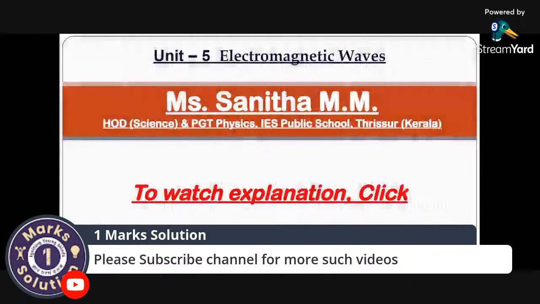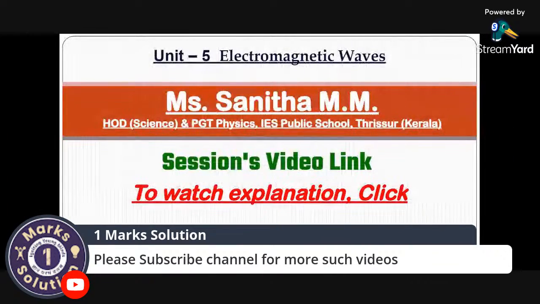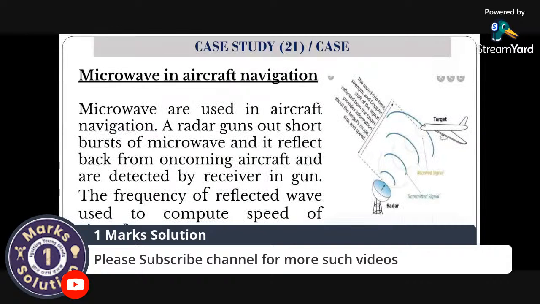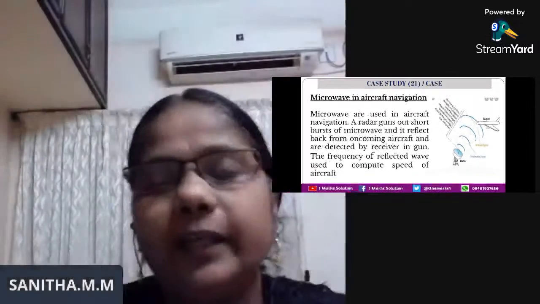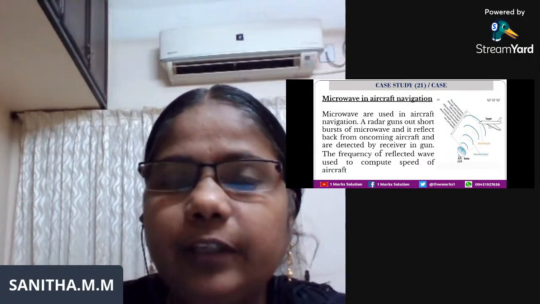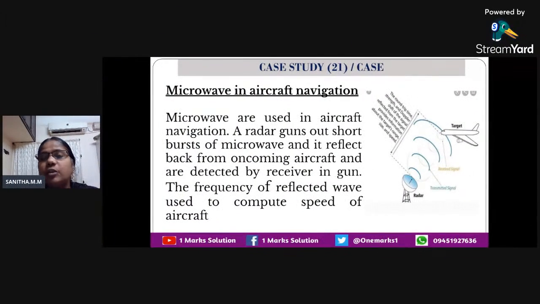From the word itself, you know what you mean by electromagnetic waves. Electromagnetic, that means both electric and magnetic field is there, and we can call it an electromagnetic wave. Whenever the electric field is changing, magnetic field is produced. Whenever the magnetic field is changing, electric field will be there. So both together we can call it electromagnetic waves. So first of all, let us move on to the case study.